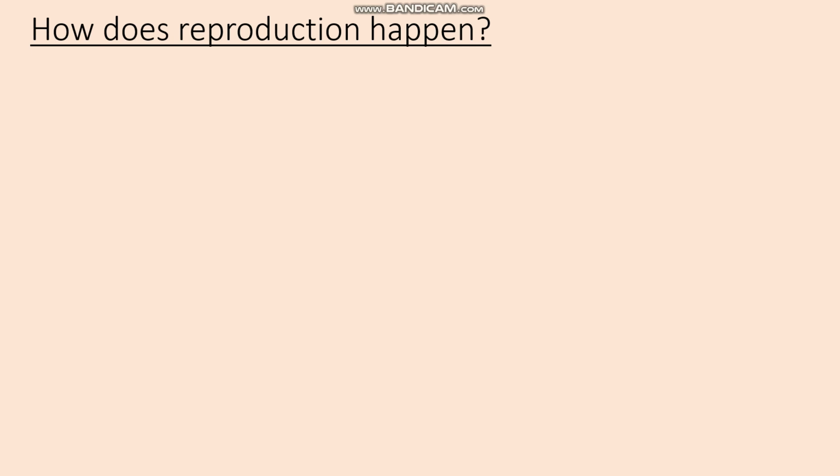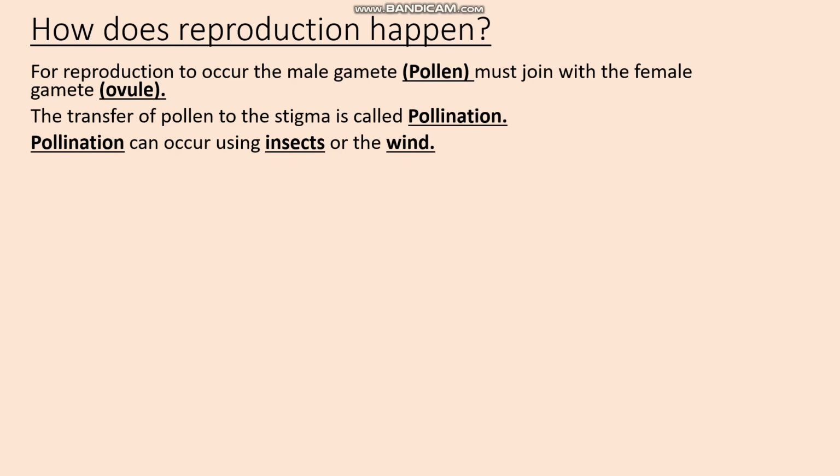Okay, so how does reproduction in plants actually happen? Well, for reproduction to occur, the male sex cell, pollen, must join with the female sex cell, just like sperm must meet egg in animal reproduction. The transfer of pollen to the stigma, remember the stigma is the one that catches the pollen, the female part of the plant, is called pollination.